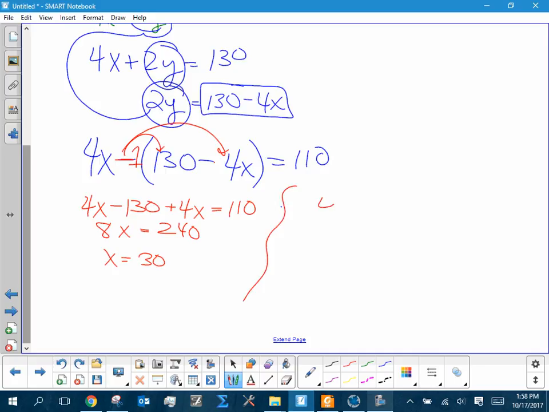If I didn't do that subtraction, I'd have 4x minus 130 minus 4x is equal to 110, and now we see the 4x's would actually cancel out. Negative 130 equals 110. That's a false statement, and hopefully we realize that it doesn't make a whole lot of sense for this particular problem, right?